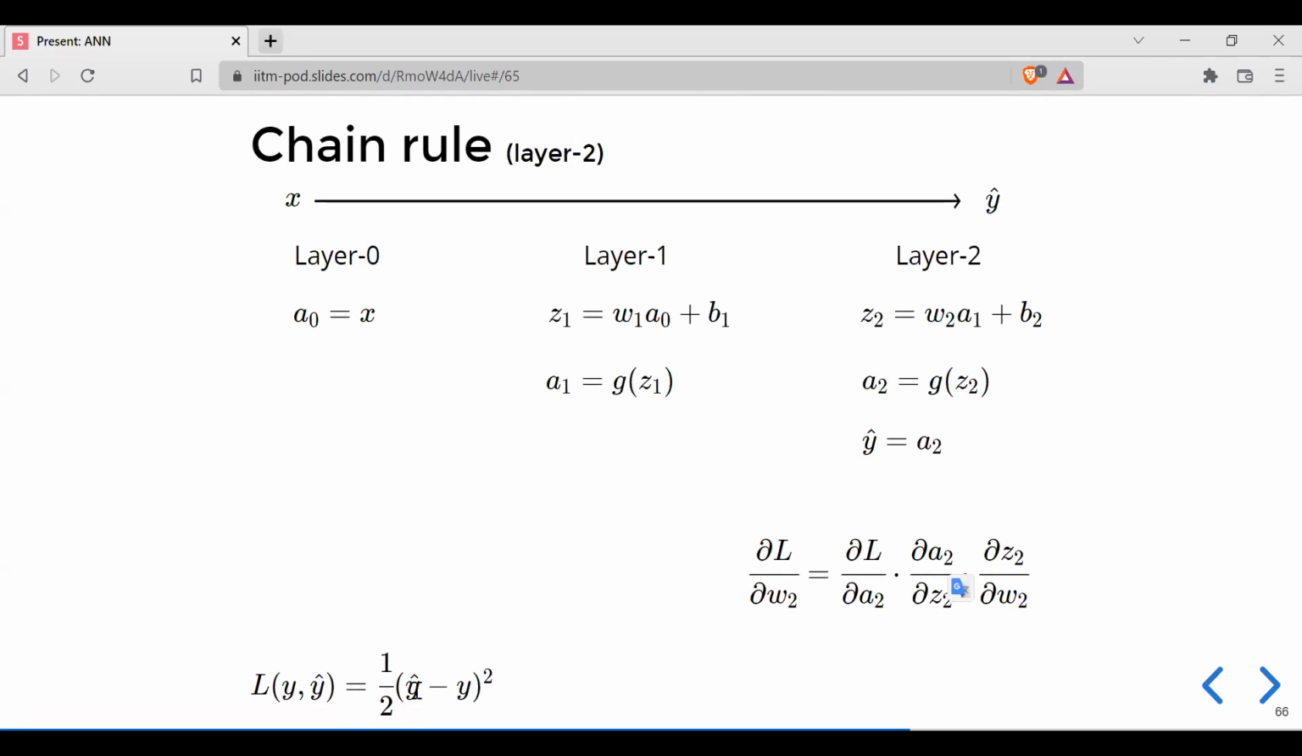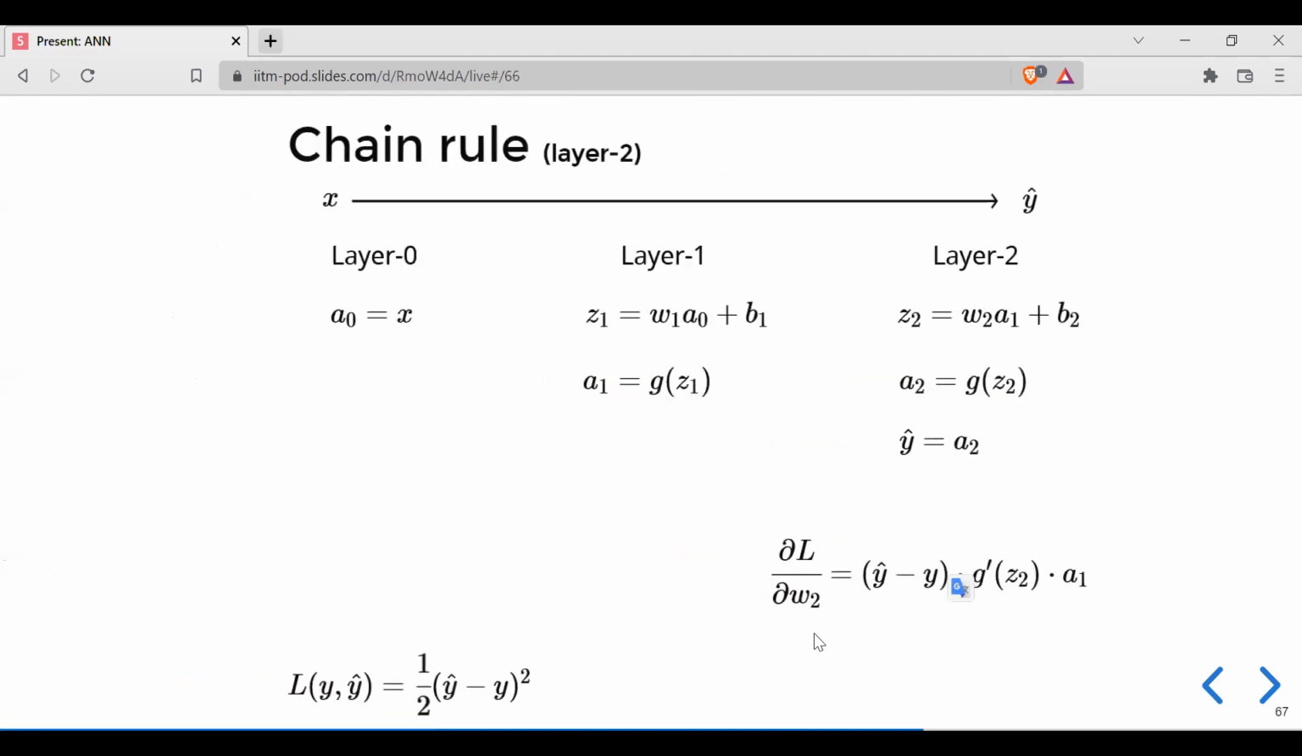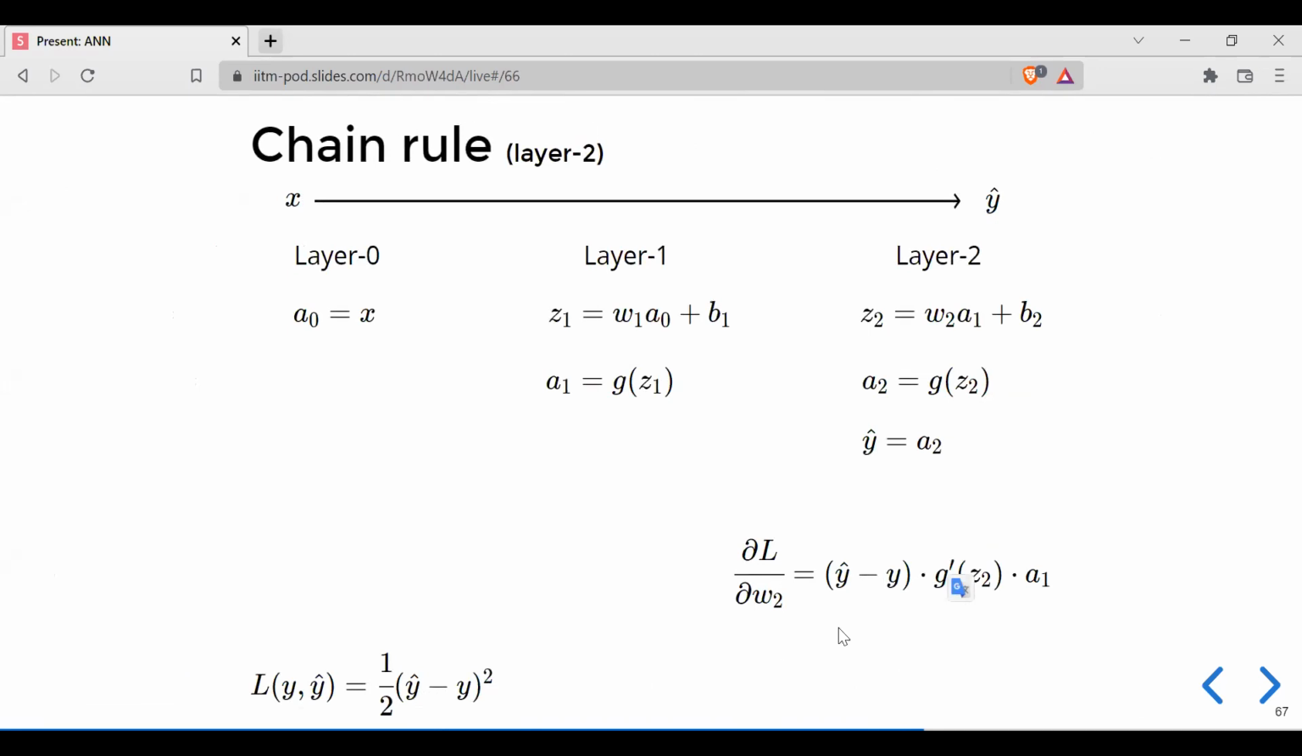Once we have found the derivative with respect to W2, remember what was del L by del A2. A2 is nothing but y hat, right? If you replace y hat by A2, what is the derivative here? It is gonna be just A2 minus y, or simply you can say y hat minus y.